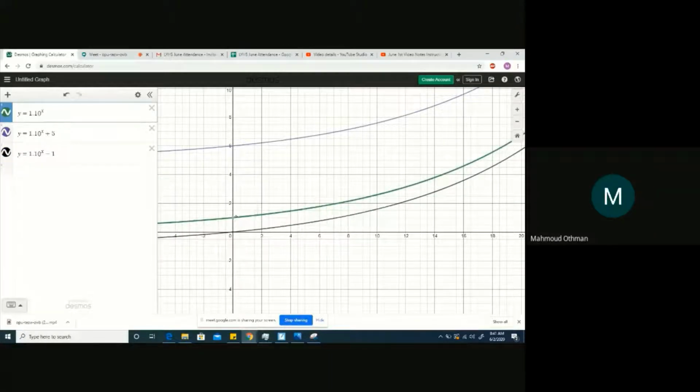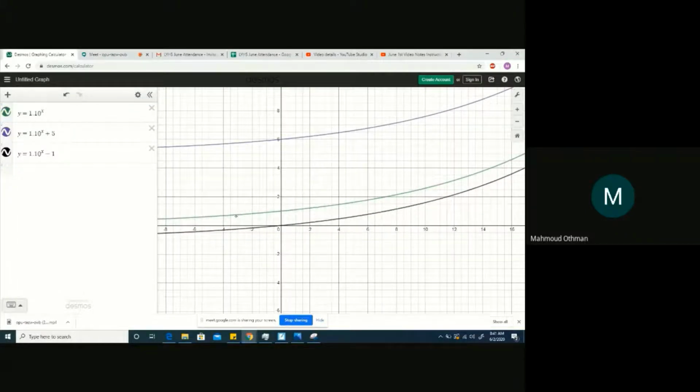So I got y equals 1.1 to the x, and this is a normal exponential growth function. Now let's compare it to the other function, 1.1 to the x plus 5. The only difference is it shifted up 5. So instead of 0, 1, plus 5 makes it 0, 6. It'll be 1, 6.1, versus 1, 1.1.